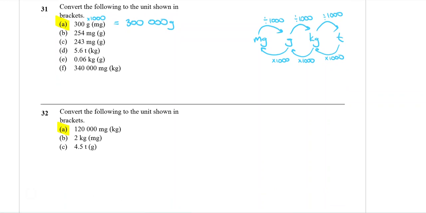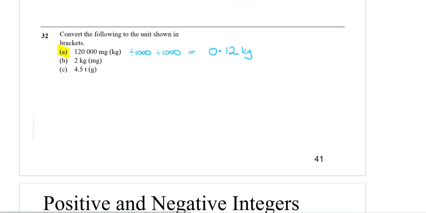Question 32, we're changing from 120,000 milligrams to kilograms. So that's two jumps. From milligrams, it'll divide by 1,000, divide by 1,000 again. So divide 1,000, divide another 1,000. Is that the same as dividing by 2,000? No. Good. Thank you. All right, so that will be 0.12 kilograms. All right, that is it for today.